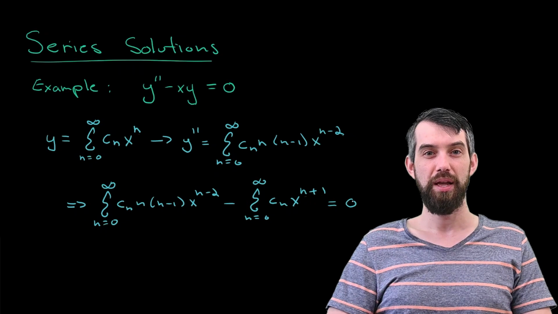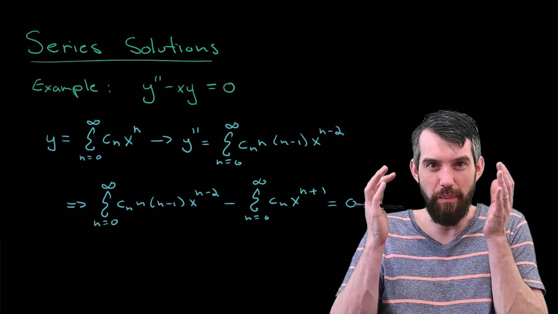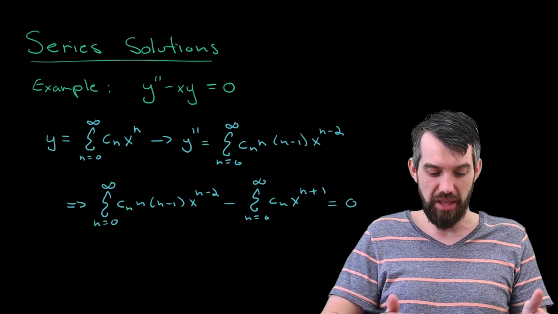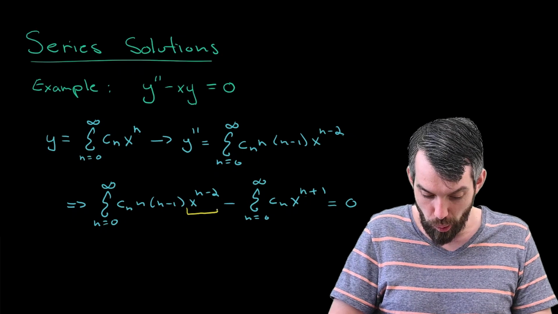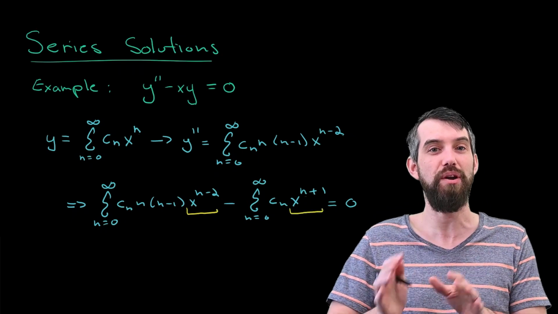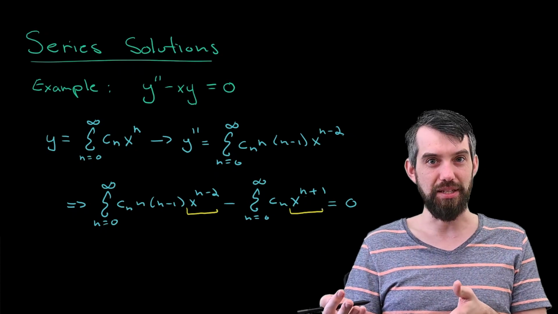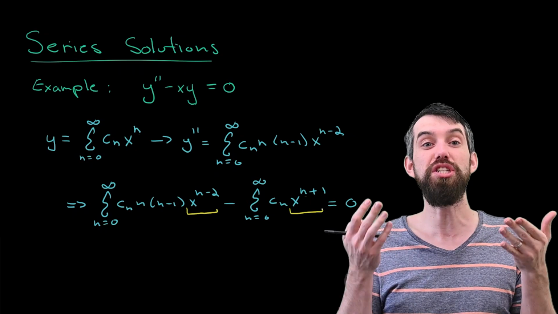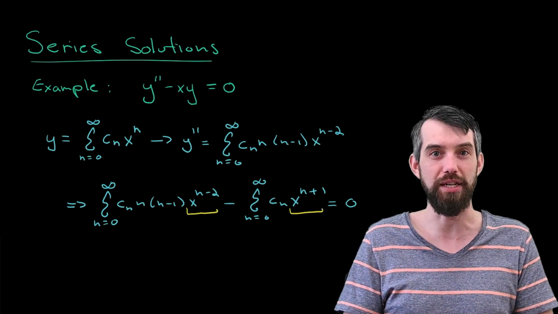Nothing to do there. So now I want to analyze this, and I really want to try to compare like terms, but the problem is that on this left expression, I have an x to the n minus 2, and on the right, I have an x to the n plus 1. They look very different. So the approach that I'm going to take is to shift indexes. I can do this for either sum, but I'm actually going to shift it on the first sum and make both of them look like x to the n plus 1.